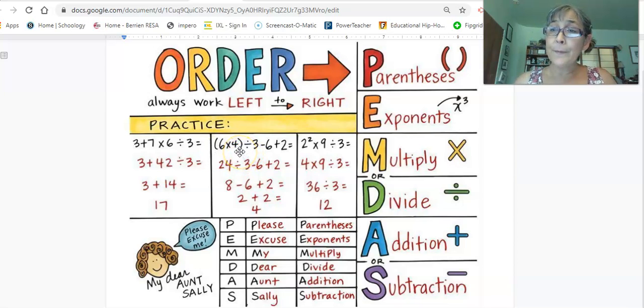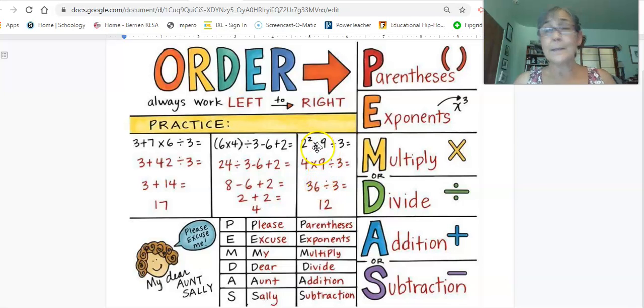Here's another example. Ooh, this one's got parentheses. So you know you got to do that first because parentheses always get done first. So they did. 6 times 4 is 24. And then they wanted to do the division. So they did 24 divided by 3, which makes 8. Good. Then they wanted to do the addition. They did the subtraction first, actually, so I guess it doesn't matter that much. 8 minus 6 is 2, and then they added 2 plus 2 is 4.